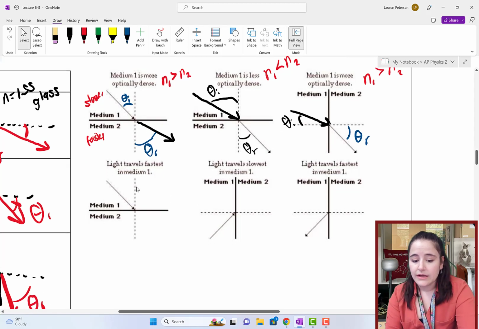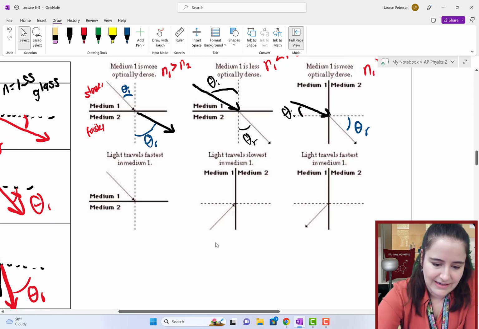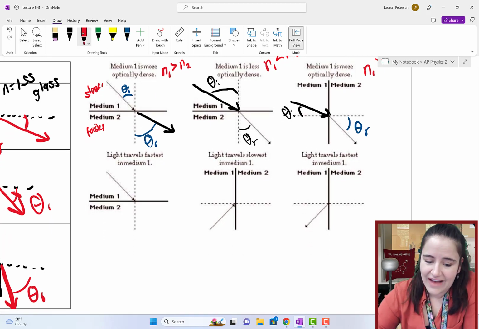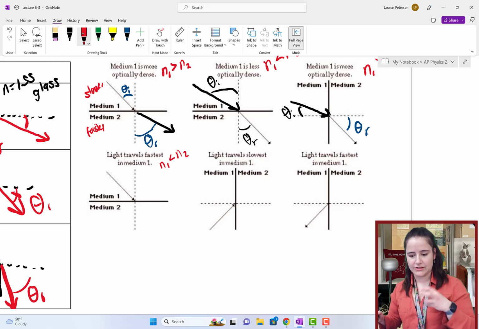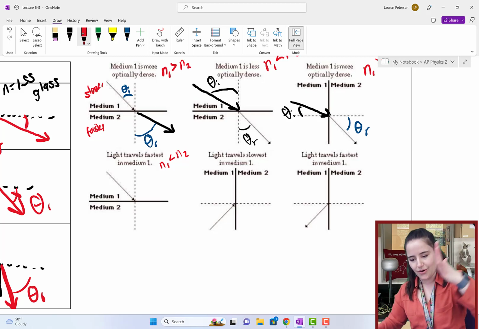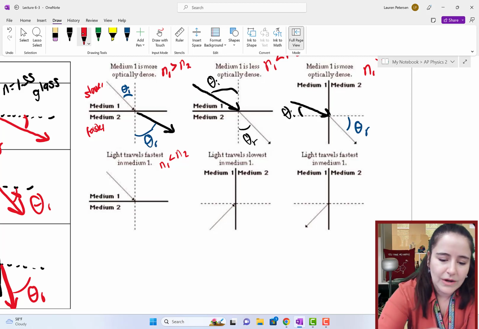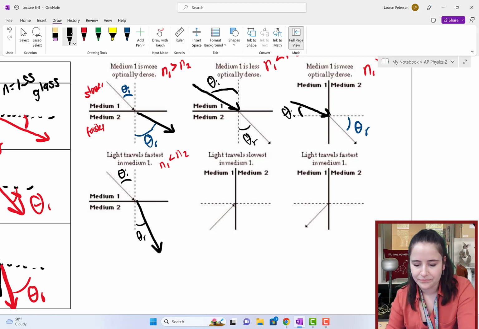Okay, here they're giving us information about the speeds. We can still use those to relate those indexes of refraction. Light travels fastest in medium 1, so that means N1 is less than N2. Okay, the bigger N2 is, the slower the light. So if it travels fastest in medium 1, it is going to slow down when it hits medium 2. When you slow down, you bend toward the normal, okay? And again, make sure that you're thinking of those angles with respect to normal.